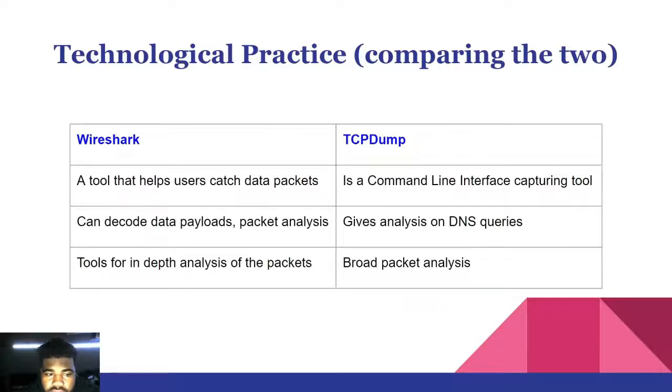Technological practice. Wireshark is a tool that helps users catch data packets. It can decode data payloads and perform packet analysis. It has tools for in-depth analysis of the packets. TCPdump is a command line interface capturing tool. Gives analysis on DNS queries and performs broad packet analysis.